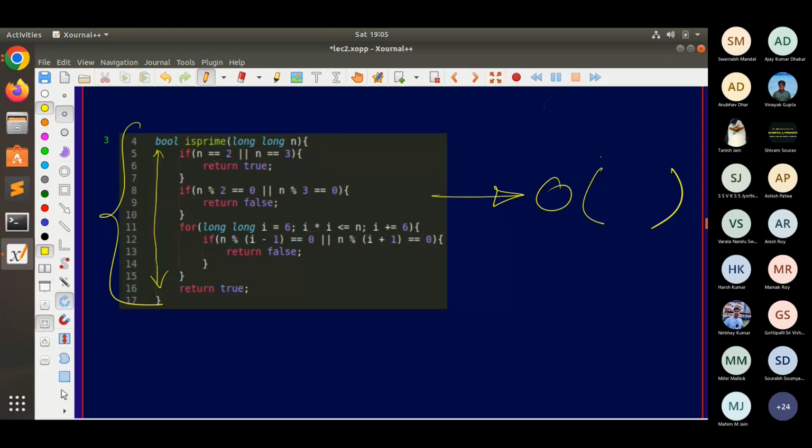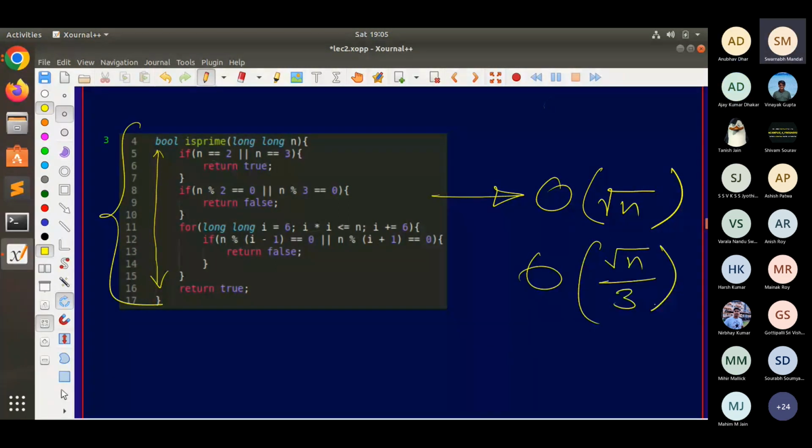Root n? Okay, so is it root n or order root n by 3? Yeah, root n by 6, I think, or 3, something like that. But finally, it is root n, no? Exactly. These two are basically saying the same thing. You don't care about the constants in the term, right?